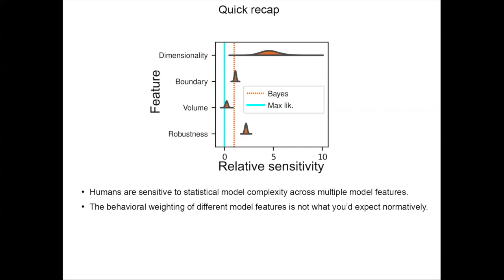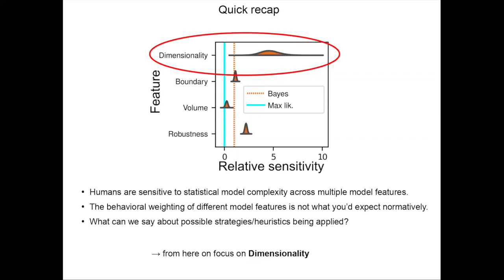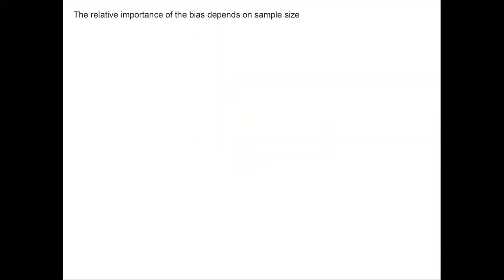Can we say something about what sort of strategy or heuristic they may be deploying in this sort of task? This is what we're going to do next. In order to do that, we're going to focus just on the dimensionality term, the dimensionality bias, because first of all, it's the one that we detected as being the strongest, and also it's simpler to manipulate and to use in more flexible experimental settings. So we're just going to focus on that.